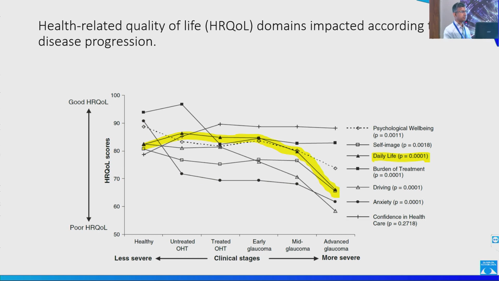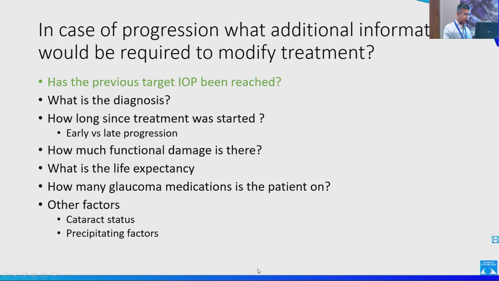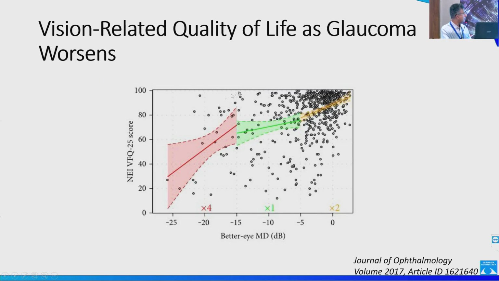Daily life becomes much, much more difficult as you get more severe in disease. The confidence in the healthcare, I told you, gets better. Your psychological well-being comes down. And when you look at vision research quality of life, on the x-axis you have the mean deviation. You can see that people with reasonably good fields had fairly reasonable health quality of life. But once you come down here, you can see that it deteriorates dramatically. So the aim of our treatment is to basically try and keep patients from getting worse than -10, -12, because you do get issues at that time.